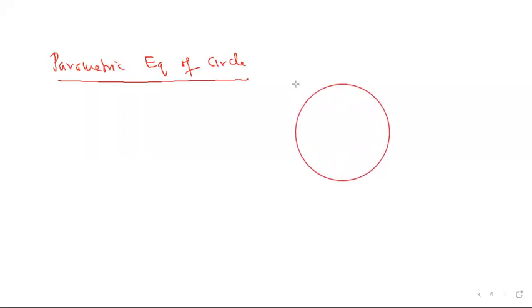Parametric equation of circle. First, I'll take the standard circle's parametric equation. That means using one single variable, we'll define every point on the circle. That is called the parametric equation.